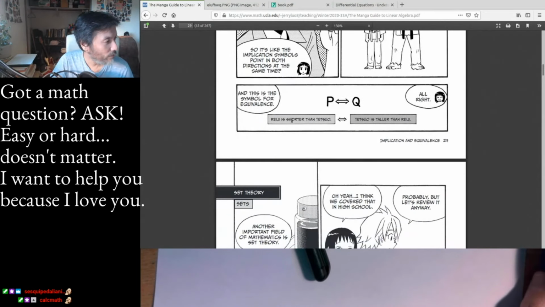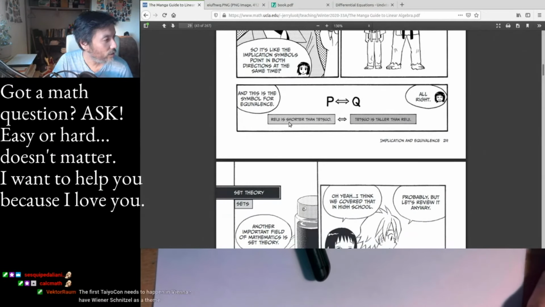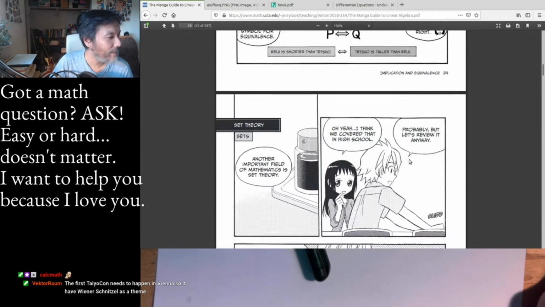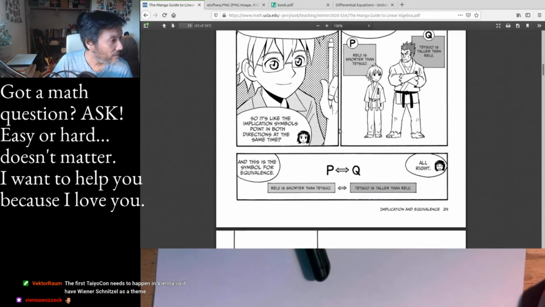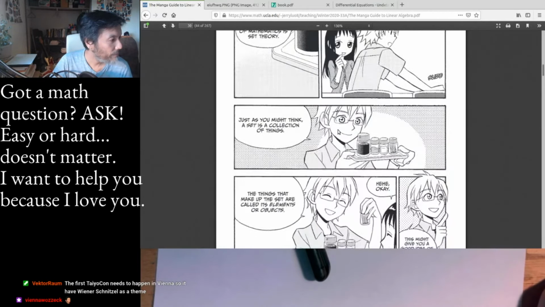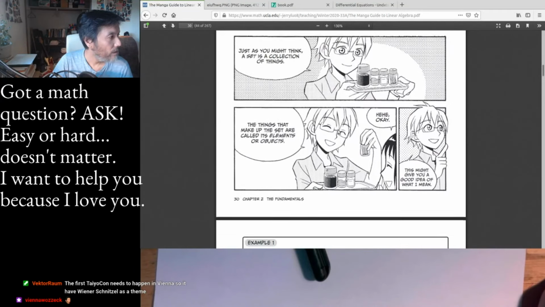And this is the symbol for equivalence. Raiji is shorter than Tetsuo. Tetsuo is taller than Raiji. All right! She's hype. Set theory. Another important field of mathematics is set theory. Oh yeah, I think we covered that in high school. Probably, but let's review it anyway. Her appearance has changed. Feels weird. Just as you might think, a set is a collection of things.